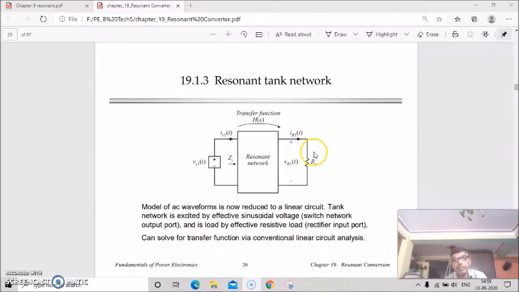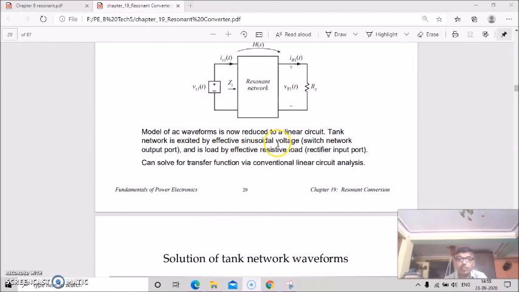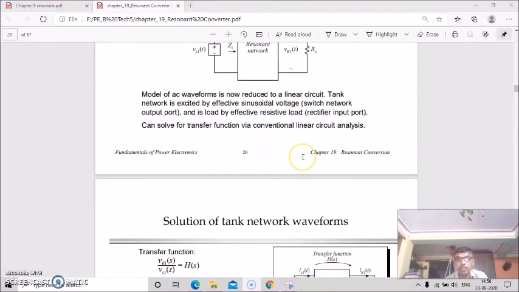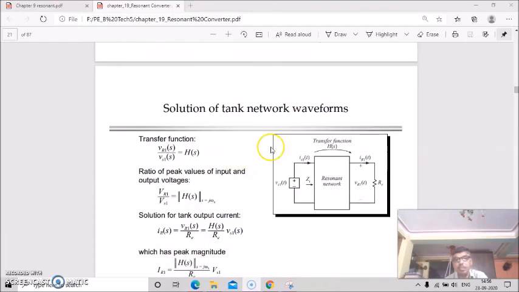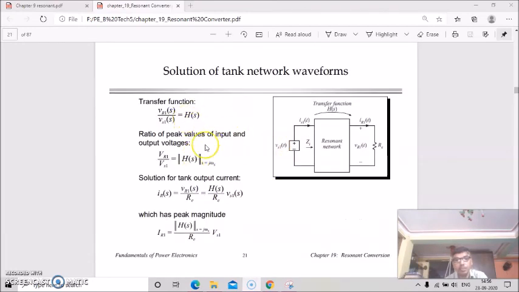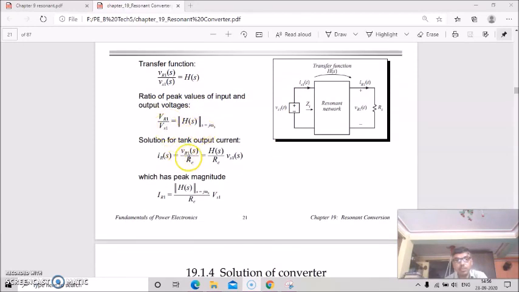This is the resonant tank network, and this is the transfer function. The model of the AC waveforms is now reduced to a linear circuit. The tank network is excited by an effective sinusoidal voltage source, the switch network output port, and is loaded by an effective resistance, the rectifier input port. You can solve for the transfer functions using conventional linear circuit analysis. This is the solution of the tank network waveforms. This is the transfer function, the ratio of the peak values of the input and output voltages. This is the solution for the tank output current, with the peak values like this.